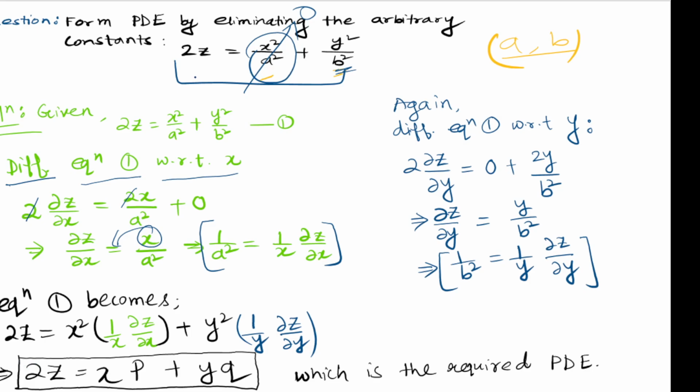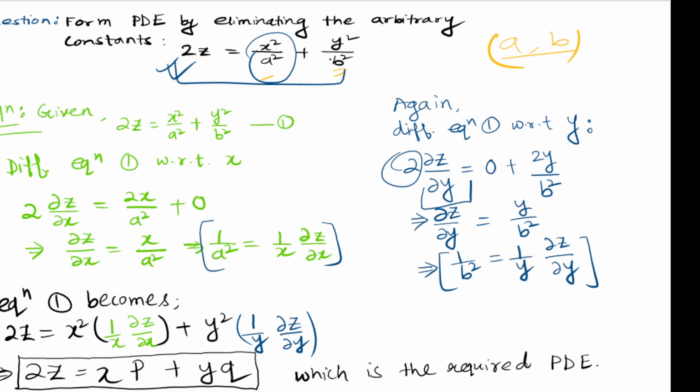If I differentiate this equation with respect to y, I will get 2 as it is, and z will be differentiated with respect to y, so dz/dy, and this term will be 0 because this is a constant. If I am differentiating the equation with respect to y, there is no independent variable y in this case, right? So I hope that you have got this already.